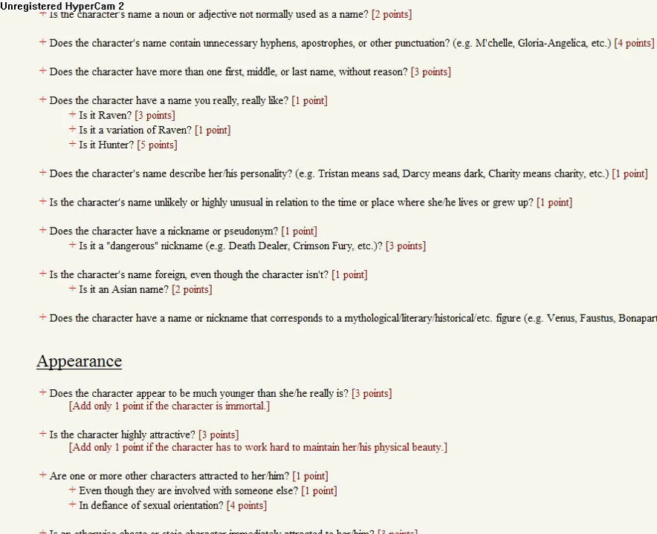Plus 1. Nah, plus 3. Does the character have a nickname or pseudonym? Plus 1. Okay, that makes sense. Is it a dangerous nickname, like the Death Dealer or Crimson Fury? Plus 3. That also makes sense, so yeah, that's good.